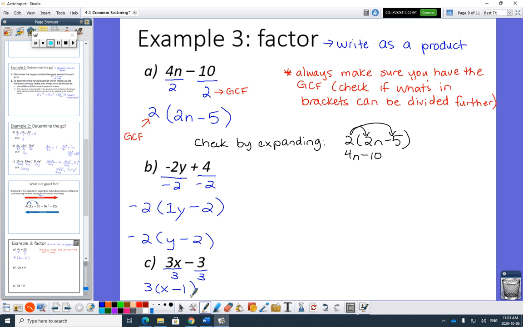And then remember, you're always trying to look, can I divide x and -1 by anything else? No. So that means I've got the greatest common factor. Okay, so always you should check at the end. These ones are pretty simple, but when we get to the last examples, you'll see that it can be a little bit more complicated. You could have more than 2 terms, you could have 3 or 4.